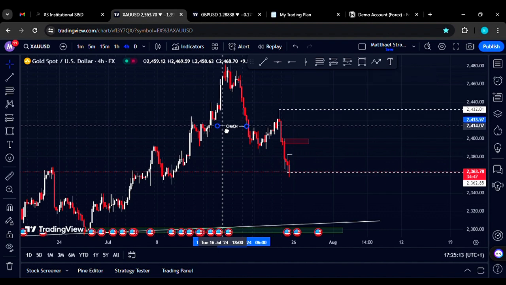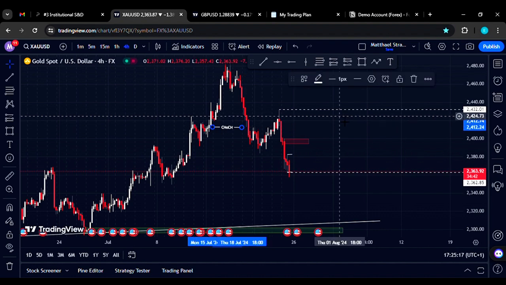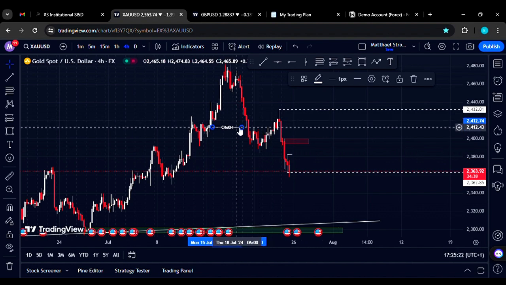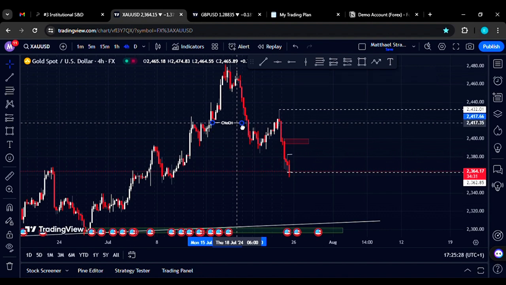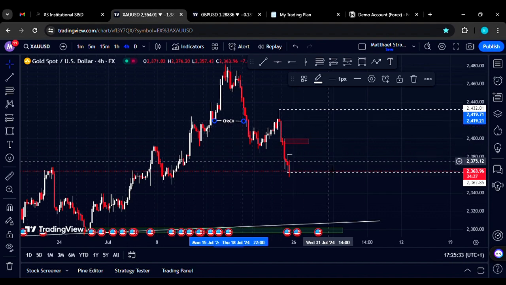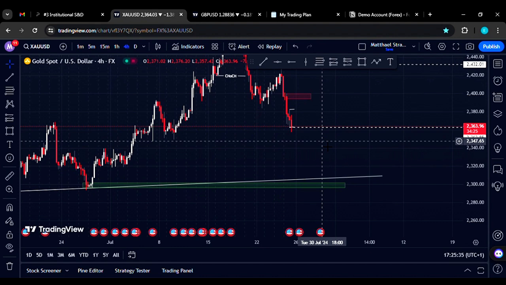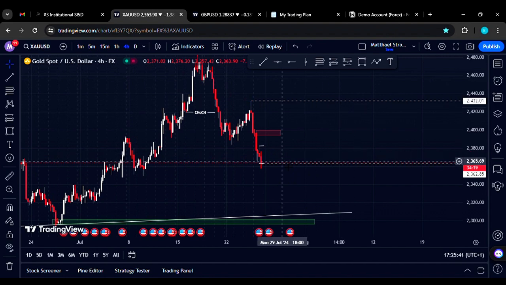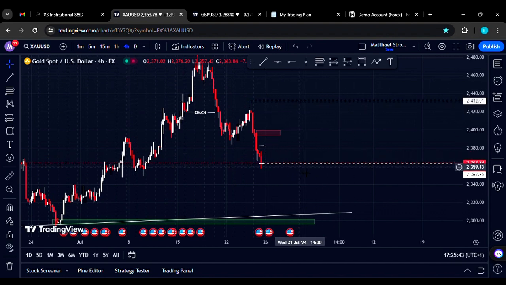At this point, we are rest assured that since we already have a CHoCH, we've confirmed the retracement that is happening. What we'll be looking for now is sales. All right, we'll be looking for sales. So then we will try to mark out the demand and supply zones. All right, so I marked out my swing high and my swing low, that is the recent swing high and swing low.